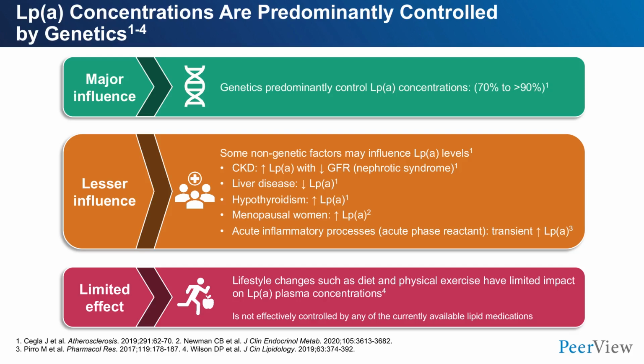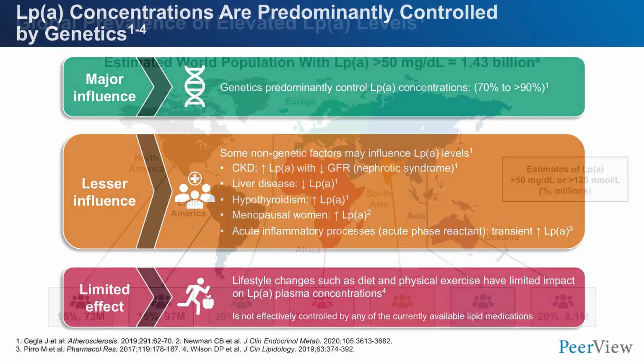Liver disease may decrease it. Hypothyroid might increase it. In menopausal women, it increases during menopause because estrogen lowers Lp(a), just like testosterone does. And interestingly, acute phase processes can transiently increase Lp(a). For example, pregnancy raises Lp(a). And it's found that high Lp(a) is found commonly in preeclamptic women. And there's a limited effect of diet and exercise on Lp(a), meaning it doesn't correlate to exercising or dieting in a sense of reduction of levels.